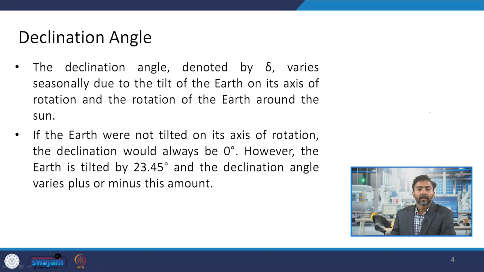So let us start with the declination angle delta. The declination angle, which is denoted by delta, varies seasonally due to the tilt of the earth on its axis of rotation and the rotation of the earth around the sun. So there are two phenomena which have been mentioned here.